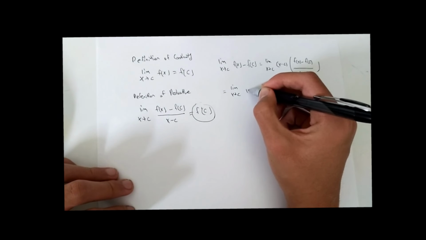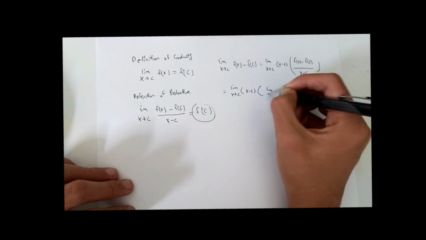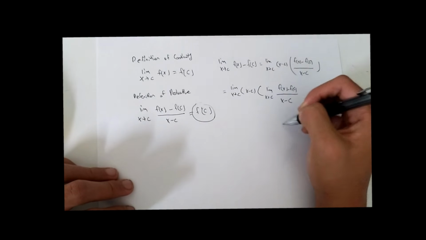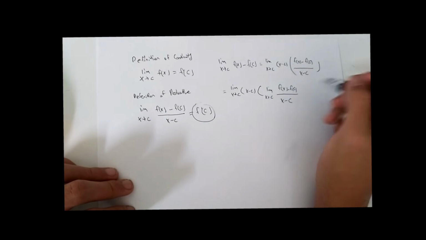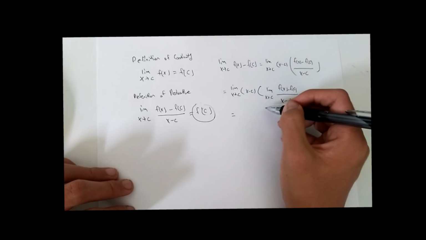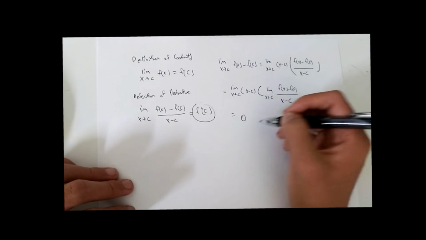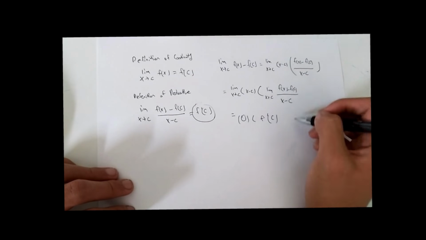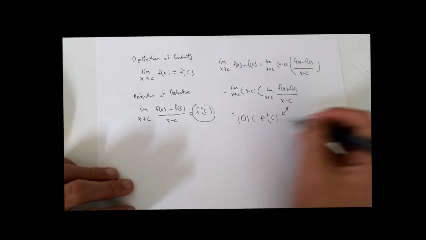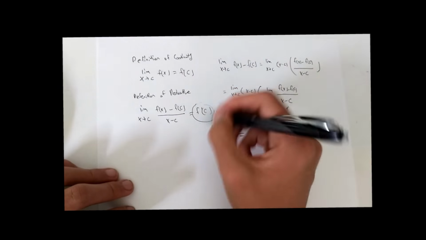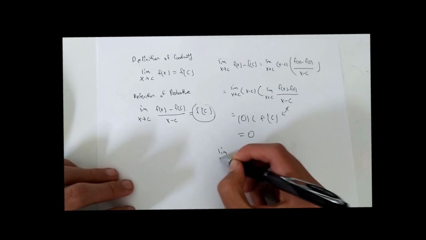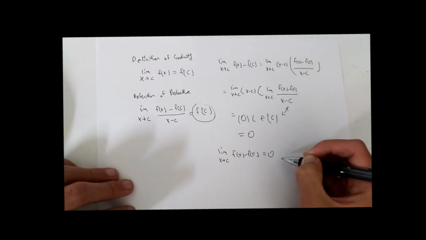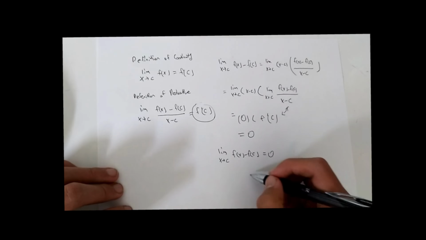You can expand the right side by taking the limit as x approaches c of both terms. The limit as x approaches c of x minus c is just going to be 0, so you can simplify the other term, multiply them together, and get 0. So now you have the limit of f of x minus f of c is equal to 0. You can expand the limits, then add limit of f of c to both sides.